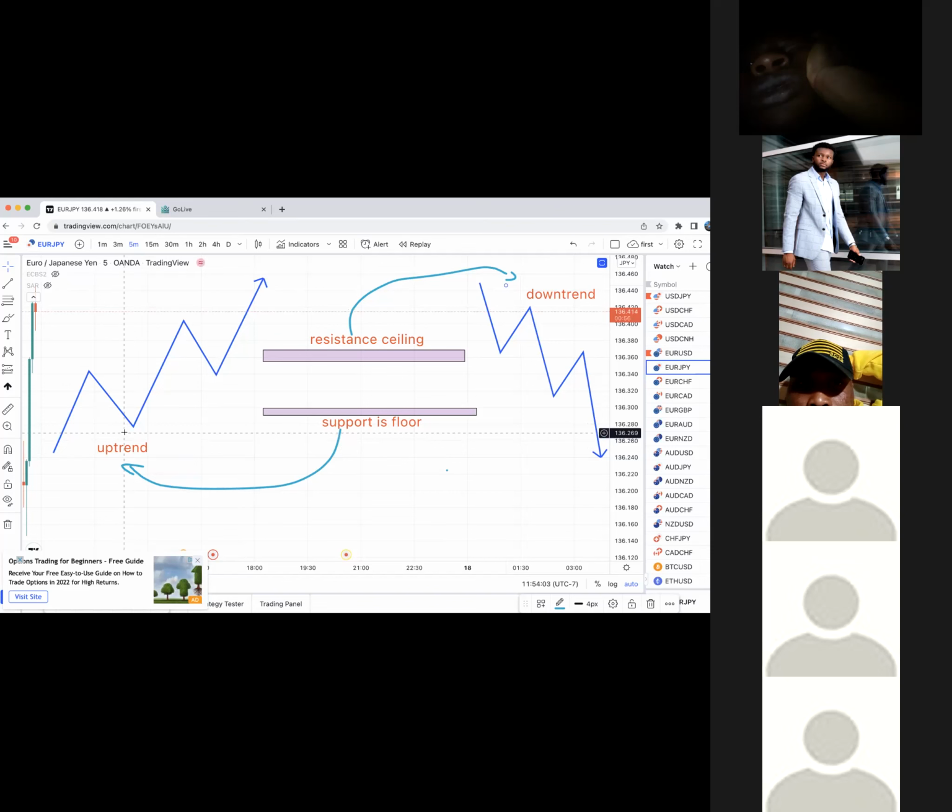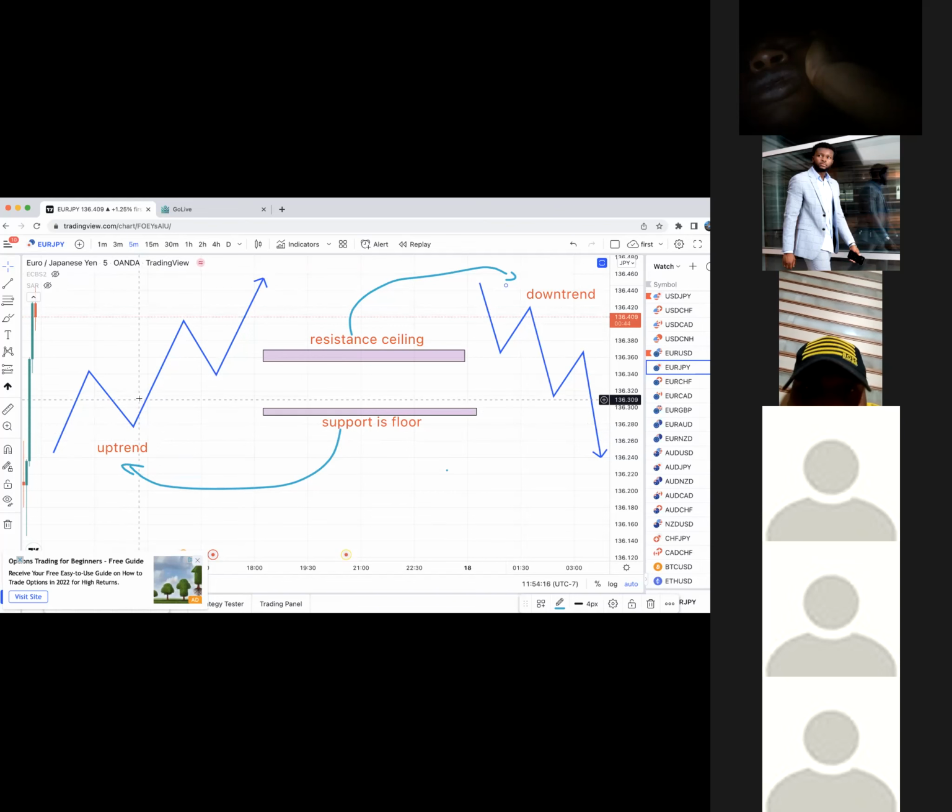You want to identify the support in an uptrend. That's where you buy at when it comes to high frequency trading, HFX trading, time-based trading. In an uptrend, you want to buy, but at the support. You don't just buy anywhere. You buy at the support areas.